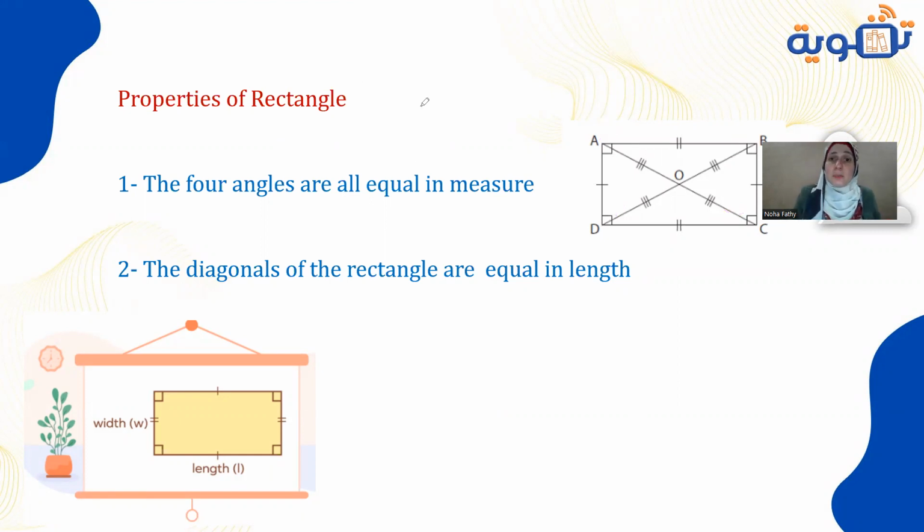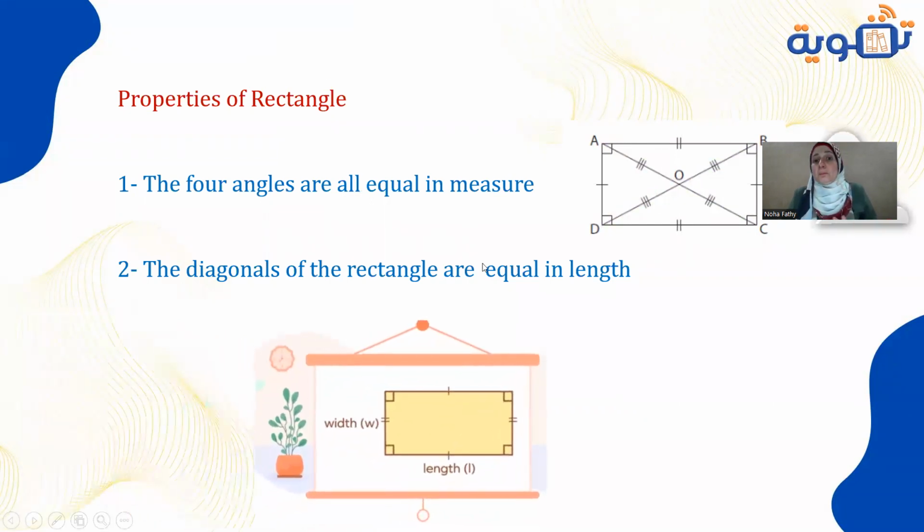The diagonals mean these two intersecting lines. They are equal in length. In a parallelogram, no, they are not equal; they just bisect each other only. How about the rectangle? Of course, we learned before how to find the area and perimeter of the rectangle: length plus width times 2, and length times width.